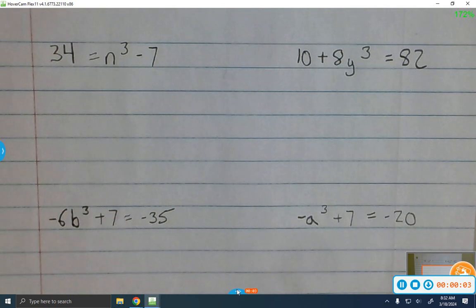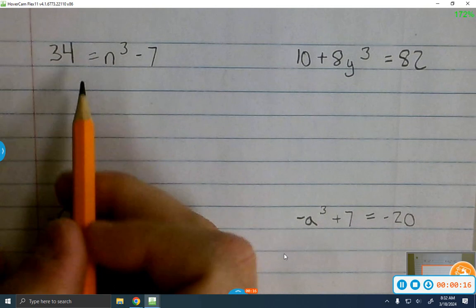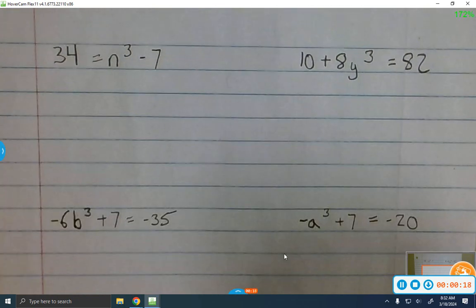Hey guys, today we're going to learn how to solve some equations with cube roots. So you'll need your own piece of paper for today. You'll just copy these couple equations down that we're going over. So we're going to start with this one up here in the top left corner.